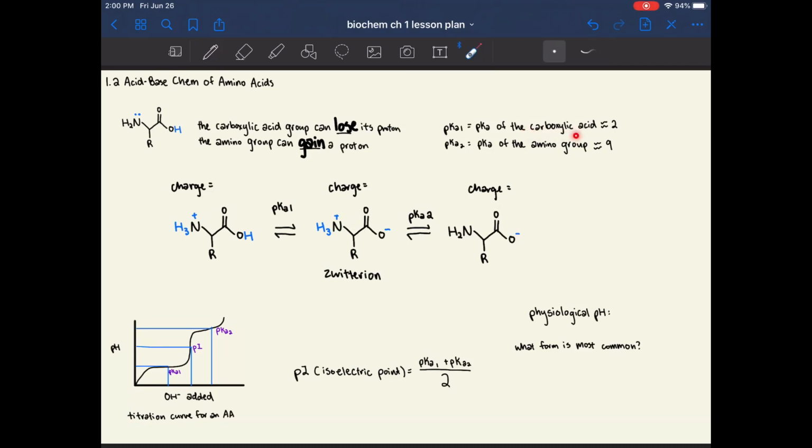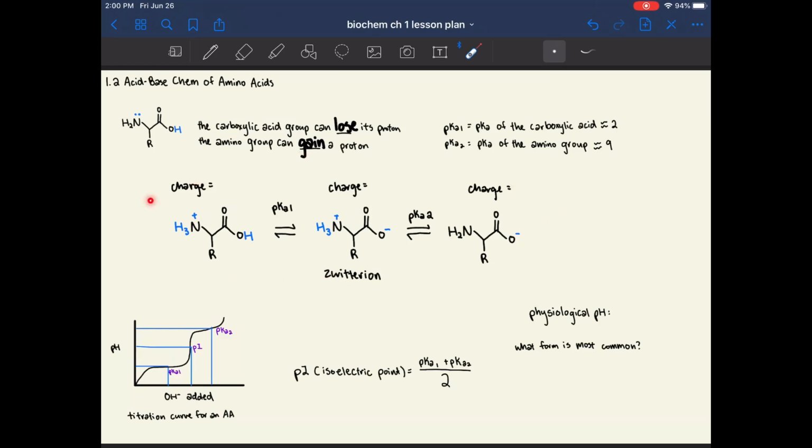So the pKa of the carboxylic acid group in an amino acid is around 2, which means that at a pH of about 2, this carboxylic acid group will lose its proton and it will become negatively charged. On the other hand, the amine has a pKa of about 9, which means that at a pH of about 9, this amine will grab an extra proton and it will become positively charged. So amino acids are amphoteric because they can act both as an acid and as a base.